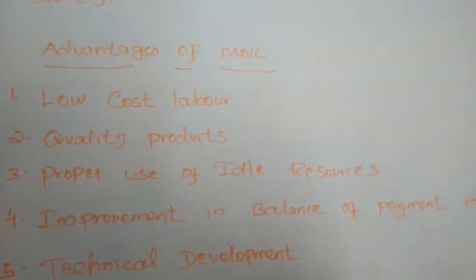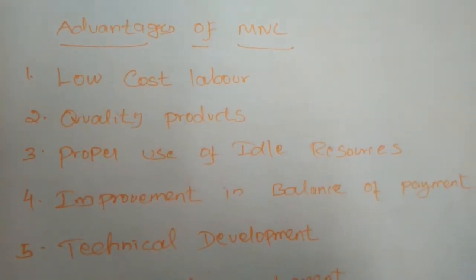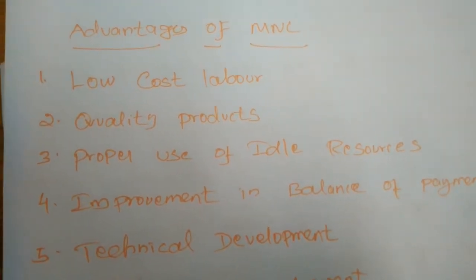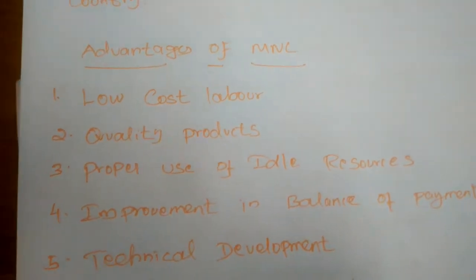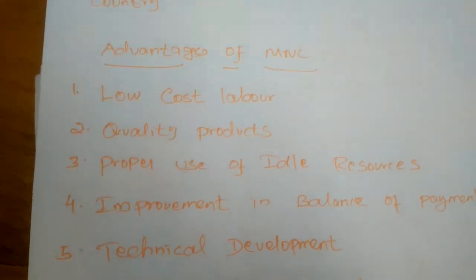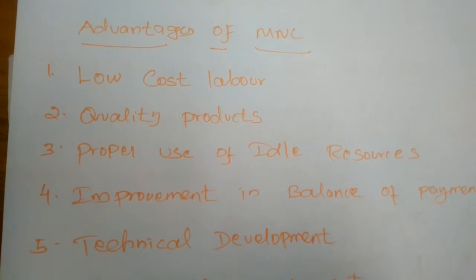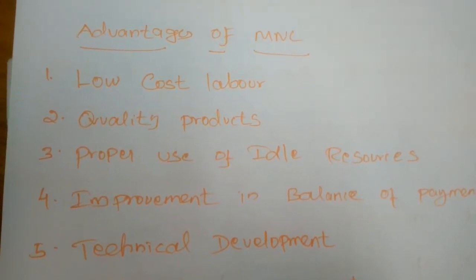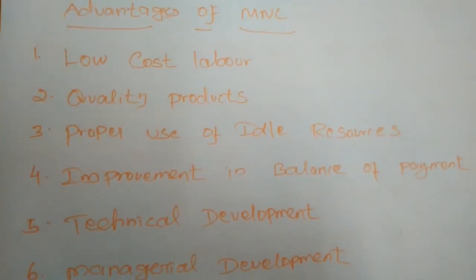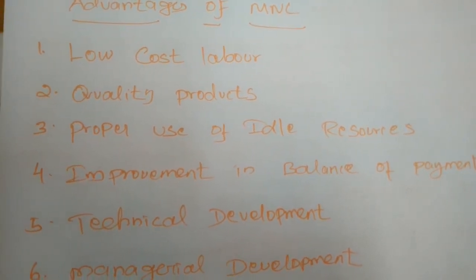Here there are some advantages in these multinational companies. What are the advantages of a multinational company? First, low cost labor. Multinational companies set up their facilities in low cost countries to produce goods and services at lower cost. So it gains cost advantages and sells its products and services of good quality at low cost. Normally, multinational companies establish their branches where there is low cost labor.